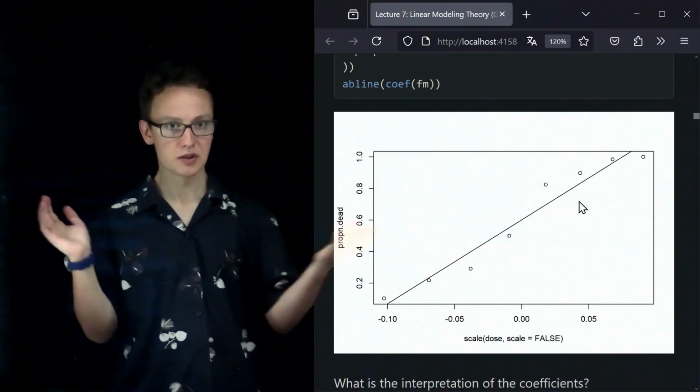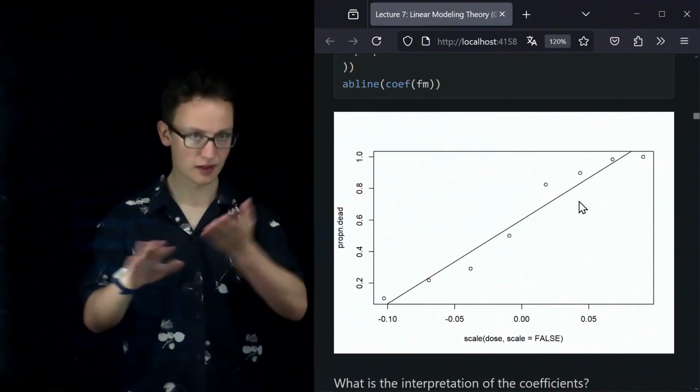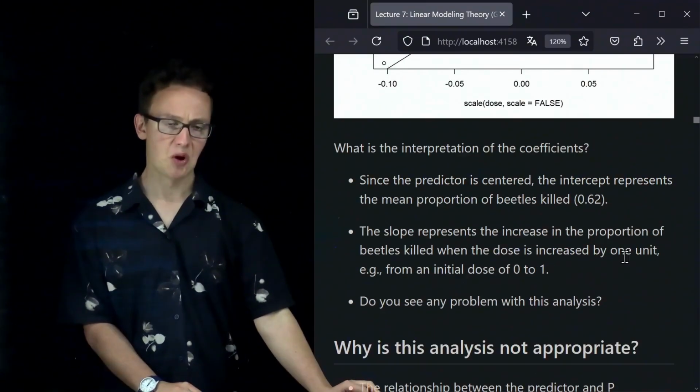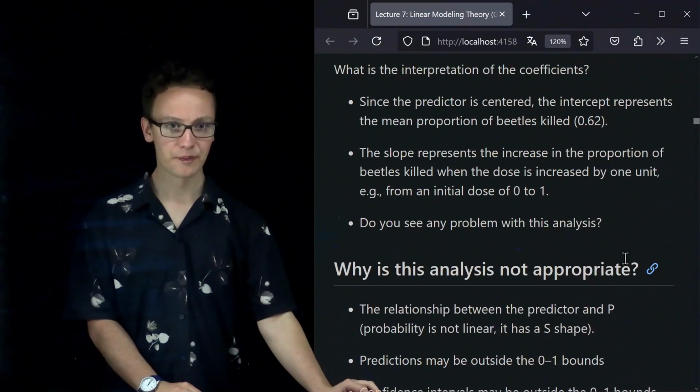That certainly looks like I get a reasonable result. You know, there's a trend that I'm representing with this linear model. Isn't that okay? Isn't that fine to do?